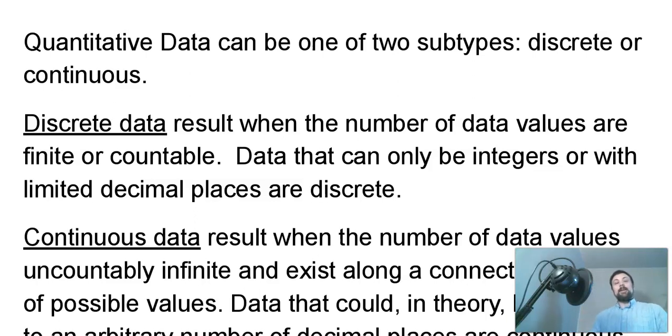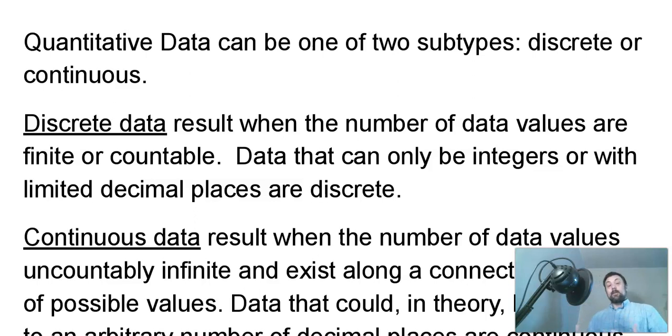Data that can only, so let me read. I'm having trouble for some reason thinking about my words today. Data that can only be integers or with limited decimal places would be considered discrete data. So another example that I like to give, because many students are trying to simplify these concepts to make it easy for them to get the right answer on the test, and a lot of people will simplify discrete data to just if it's a whole number. If it's a number that I count with and that's all it can be, that's discrete data.